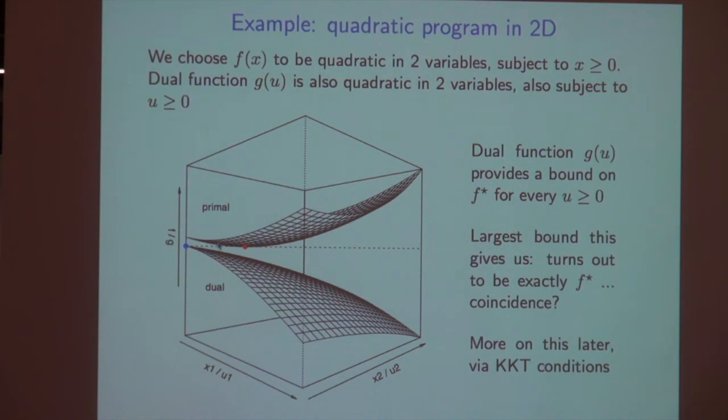So here's the primal quadratic surface that I'm trying to minimize, subject to x being bigger than or equal to 0. This is f of x subject to x being bigger than or equal to 0. I've drawn its minimizer as a red dot, and I've drawn a line through it so you can see the value of the primal function at optimality. Here's the dual quadratic that we get from this construction.